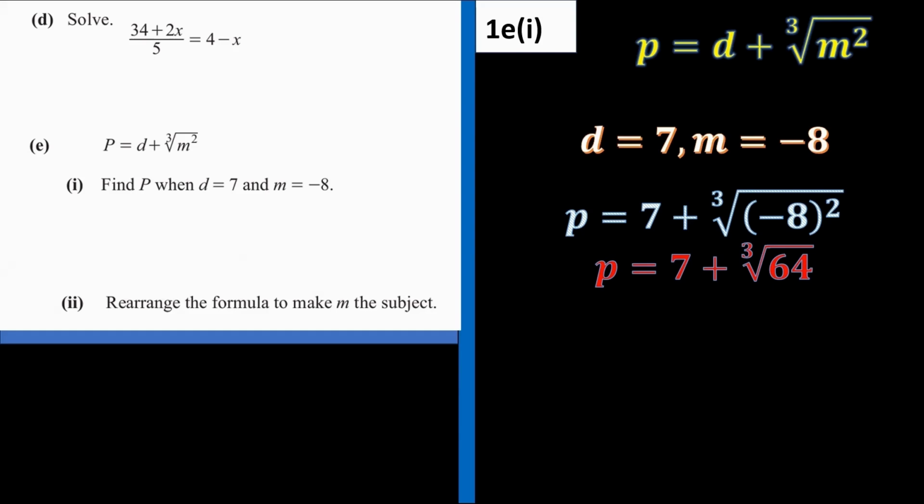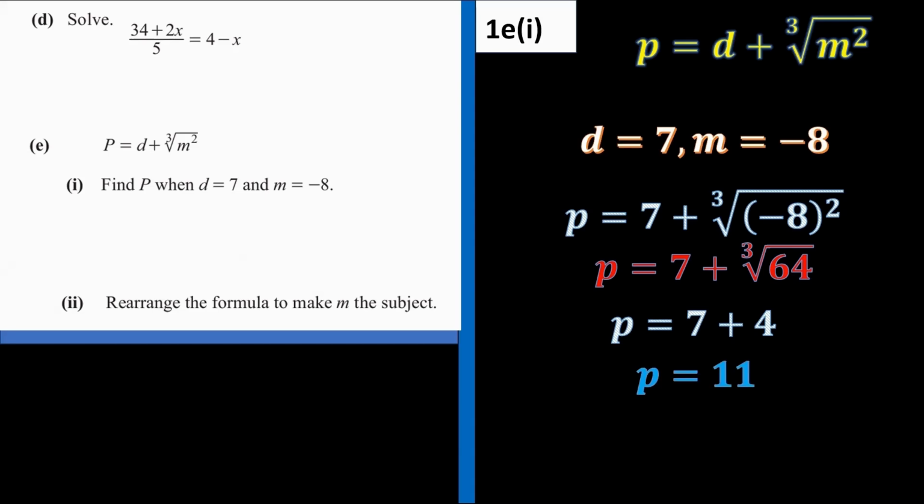And so we are now going to take the cube root of 64. Your calculator can be handy, or you think of a number you can multiply 3 times to get 64. That number is 4. 4 times 4, 16, times 4, 64. So the cube root of 64 is 4. And we are now adding 7 and 4 together. That gives us 11.